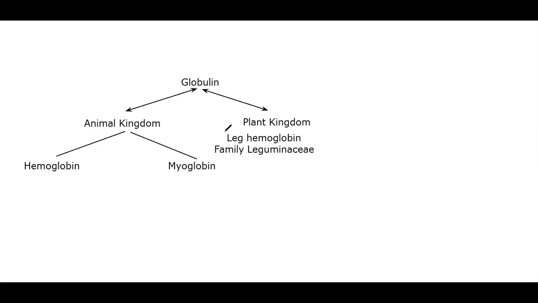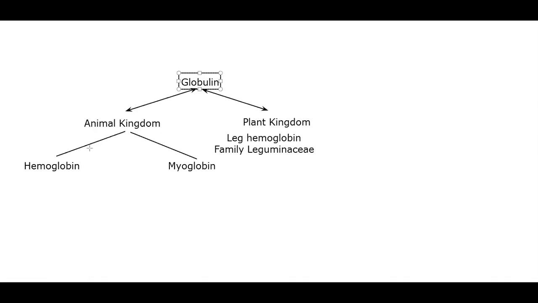You can visualize the leghemoglobin here, and this is present in the family Leguminosae. The presence of hemoglobin in plants as well as in animals indicates that yes, there is a connecting link, and that hemoglobin evolved in protozoans much before the evolution of animals as well as before the evolution of plants.